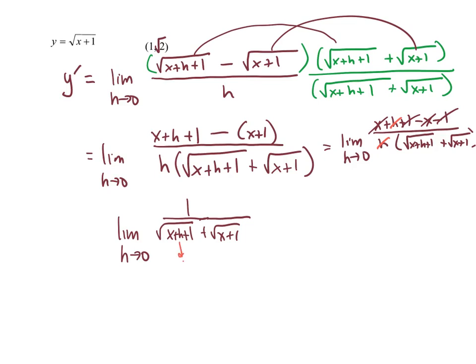Well, now if I put 0 in for h, that's fine. I'll have two of the same thing on the bottom, so I'll get 1 over 2 radical x plus 1. Because I have an x plus 1 here, and when you put 0 in, I get another x plus 1 here. So that is y prime.